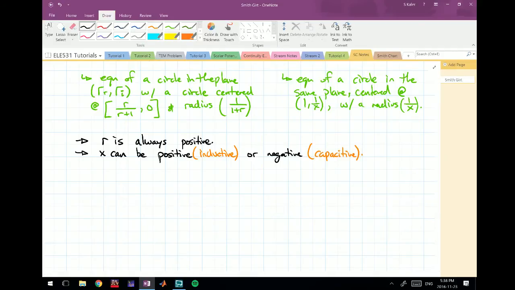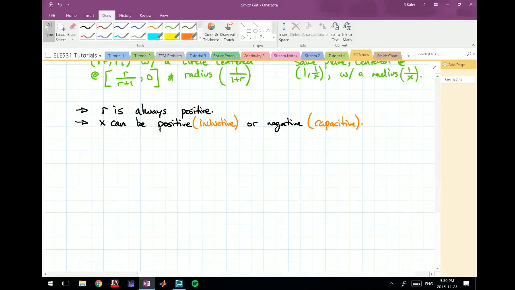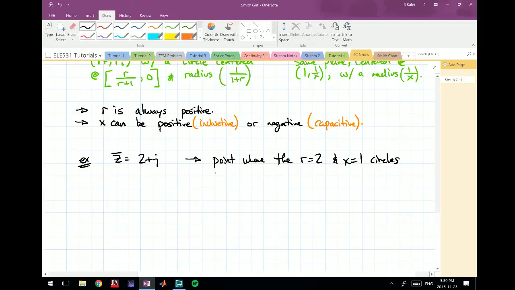Now if we superimpose these circles, like I said, we can actually get the Smith chart. For example, if we have Z equals 2 plus j, what is this? This is going to be the point where the R equals 2 and X equals 1 circles intersect, right? So you'll have to find those two circles on the Smith chart. You'll find where the two intersect, and you'll draw a dot there.